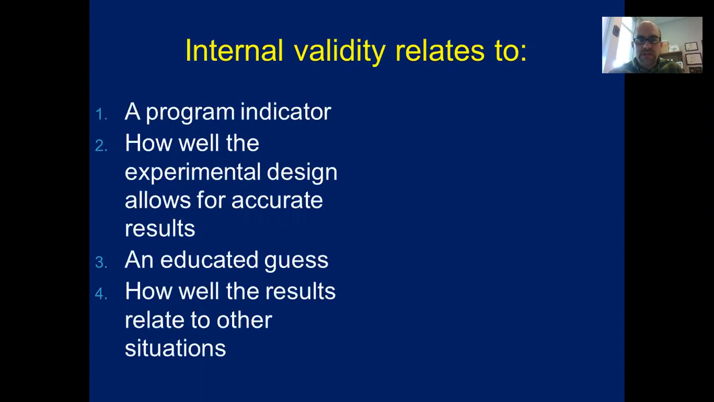And then internal validity. So remember, validity is another name for accuracy. And so if we're doing something where we want to have a lot of internal validity, we're basically using good experimental design, good methods, good data collection. And so that would be number 2, in which our experimental design and everything allows for those accurate results. Number 4 is going to be an example of external validity, where you're trying to relate it to other situations.